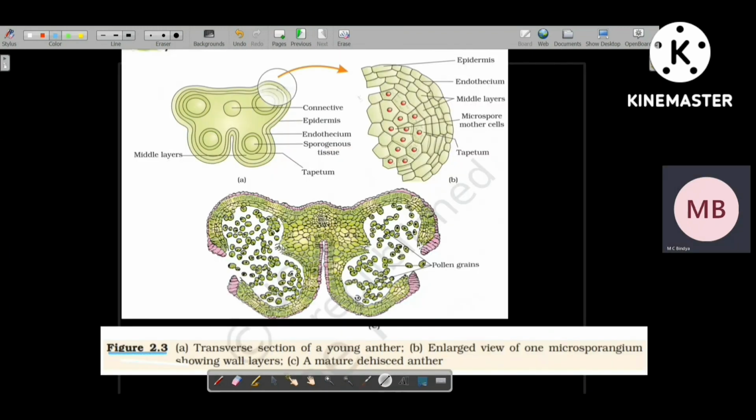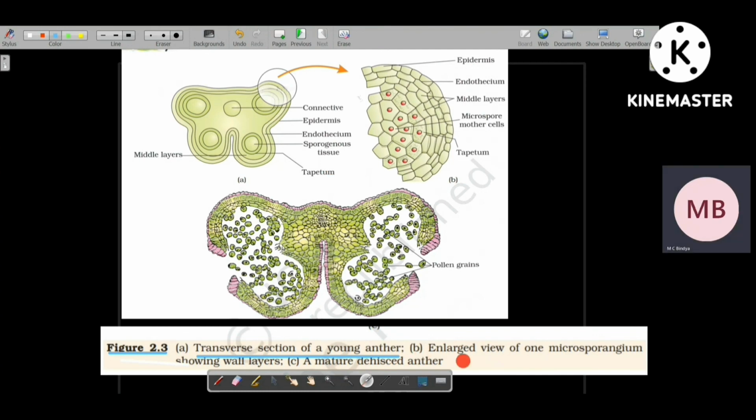Next is figure 2.3. What we can see is the transverse section of young anther. So this is the transverse section of a young anther, in which we can see the outer layer called epidermis, and then second layer is endothecium, and then we can see middle layers, a layer of tapetum to provide nourishment to the developing pollen grains, and then each microsporangium. The young microsporangium will have inside sporogenous tissue.